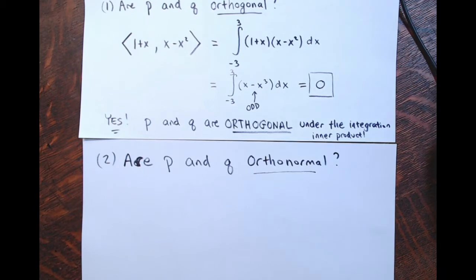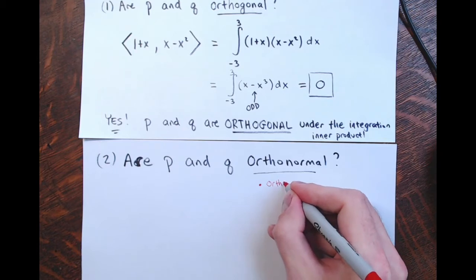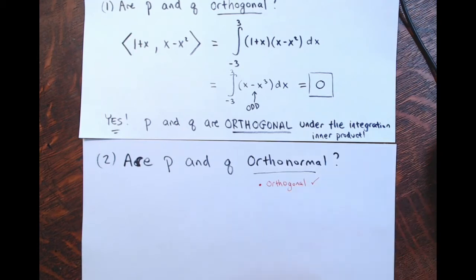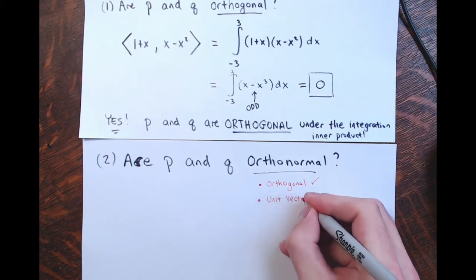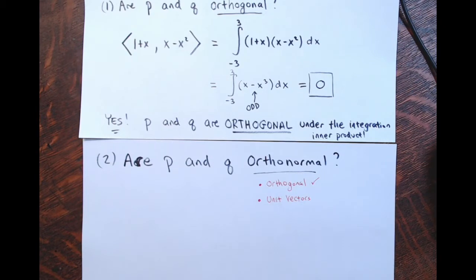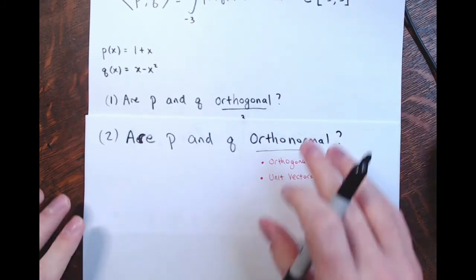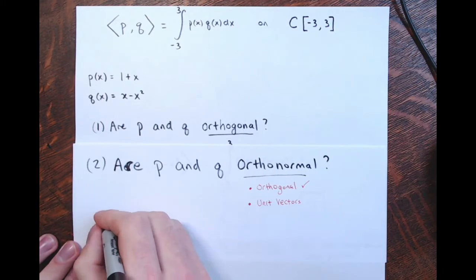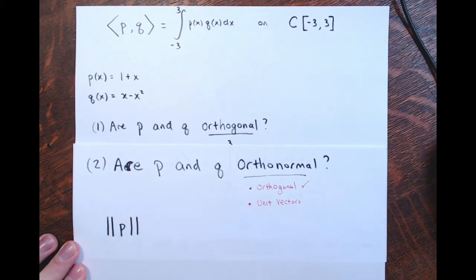Remember, orthonormal means two things. They're orthogonal, which we already checked, so yes. And they're both unit vectors? So this is what we're checking now. Are they unit vectors? So we have to go back and remember the definition of norm from section 9.2. I want to find the norm of P and the norm of Q and see, are they both 1? Are they both unit vectors?